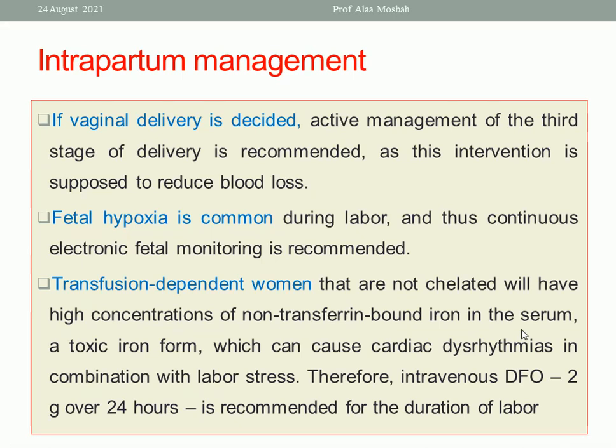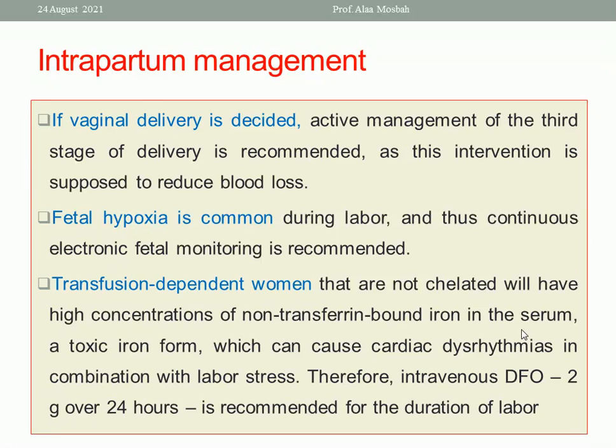If vaginal delivery is decided, active management of third stage of labor is recommended as this intervention decreases the blood loss. This is very important to be known. Fetal hypoxia is common during labor and continuous electronic fetal monitoring is required. Transfusion-dependent women that are not chelated will have a high concentration of non-transferrin bound iron in the serum, a toxic iron form which can cause cardiac dysrhythmia in combination with labor stress.